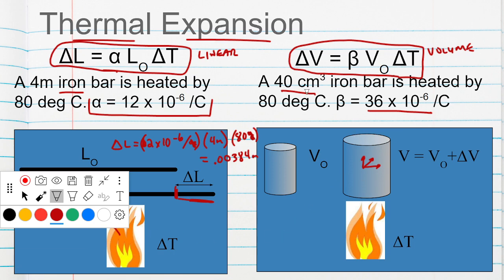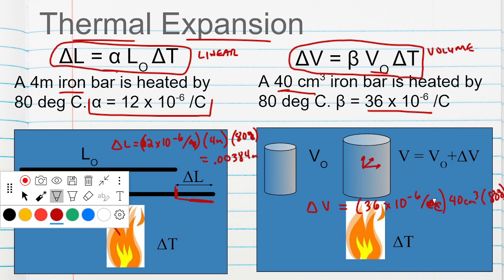So what we need to do here is the same old thing, and we'd simply have the change of volume equal to beta, which is 36 times 10 to the negative 6 per degree Celsius. My original volume V naught was 40 cubic centimeters. I can put any units in here I like, and then it's going to come out those same units. I'm heating this by 80 degrees Celsius.